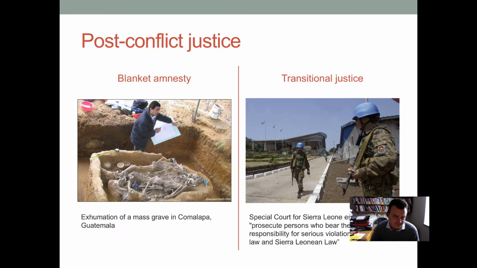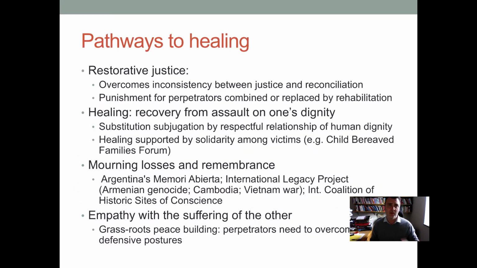Looking at Guatemala, where blanket amnesty was used in order to overcome the conflict, as more graves are being exhumed, the peace process itself, the agreement, is being jeopardized. Transitional justice usually involves a special tribunal by the United Nations. We have here the Special Court for Sierra Leone in 2000 that had the mandate to prosecute persons who bear the greatest responsibility for serious violations of international law and Sierra Leonean law. Two forms of post-conflict reconciliation.